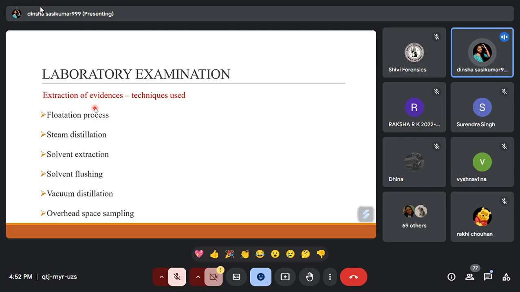So we may use different kinds of procedures or processes for this extraction process. We can use flotation process, steam distillation, solvent extraction, solvent flushing, vacuum distillation, overhead space sampling. These all are some of the methods that we will employ for the extraction of evidences. These are some of the techniques that we use for extraction process.